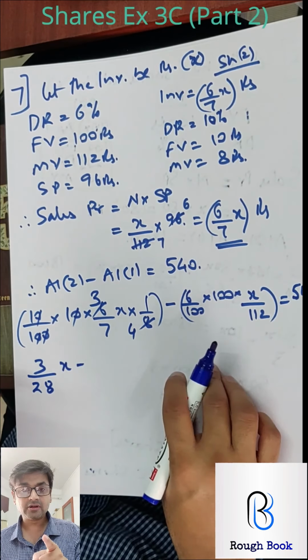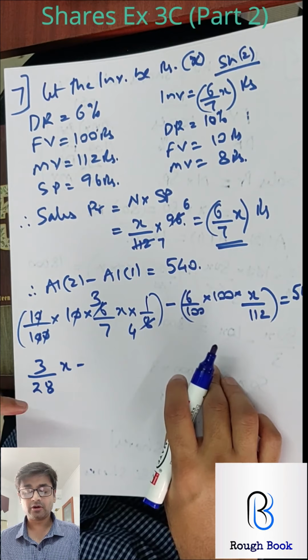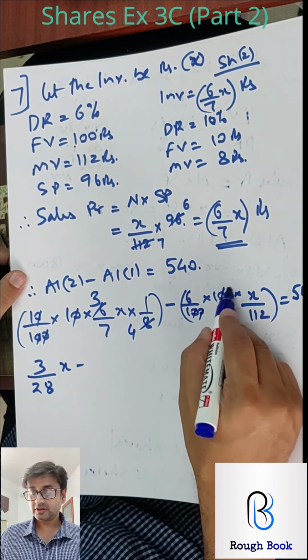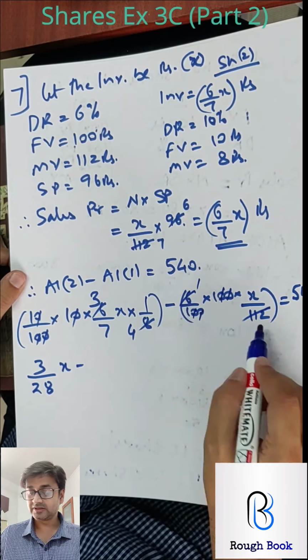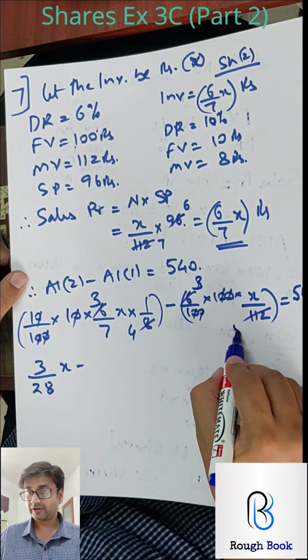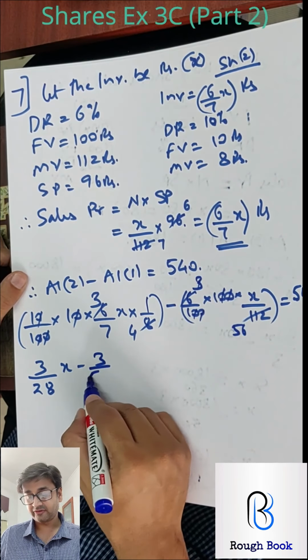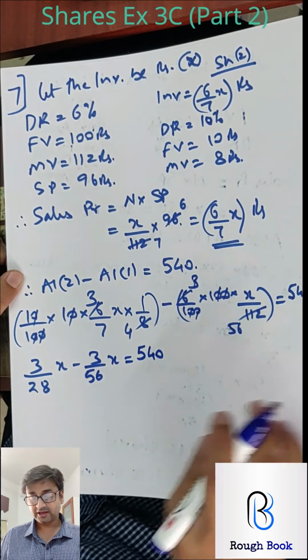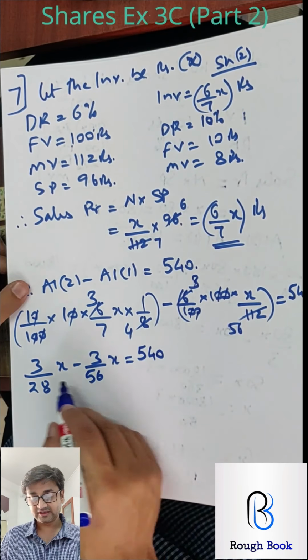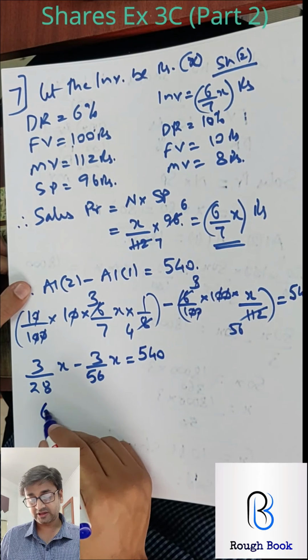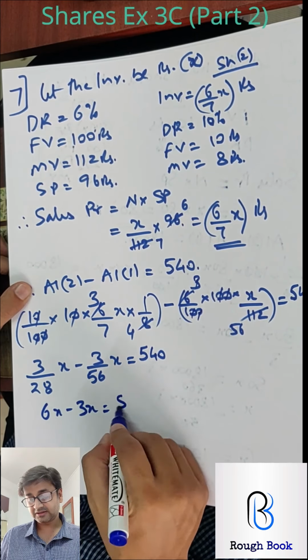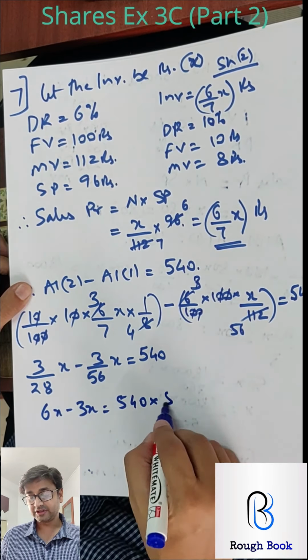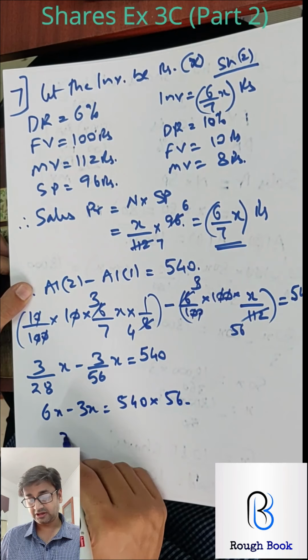Do not pause the video yet. Stop. Come on, go on your own. 2 zeros, 6 ones are, sorry, doesn't go in 6, so 2 3s are, 2 56s are. So I get 3 by 56x equals 540. So when I take the LCM, which is going to be 56, this is going to be double time, so 6x minus 3x, 540 into 56. So this is going to be 3x.